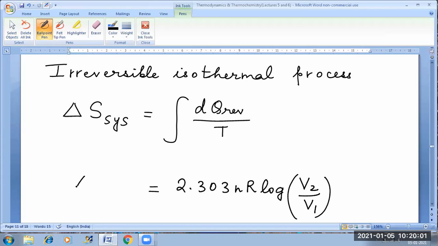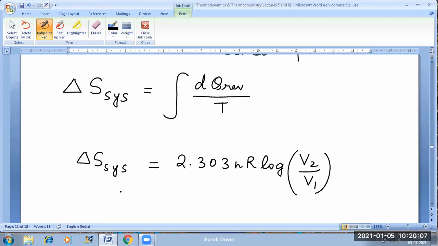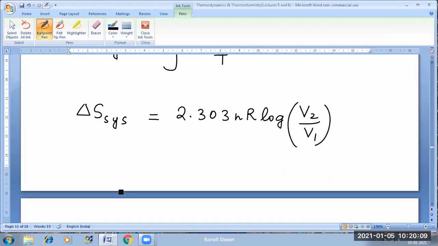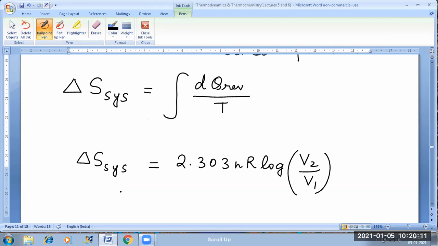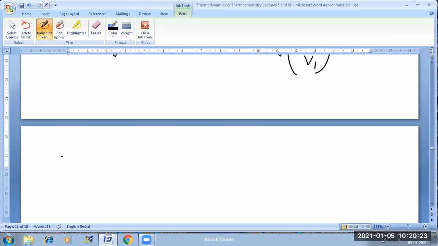So this is the value of delta S system. Any doubt? Anybody has? Now delta S surroundings.